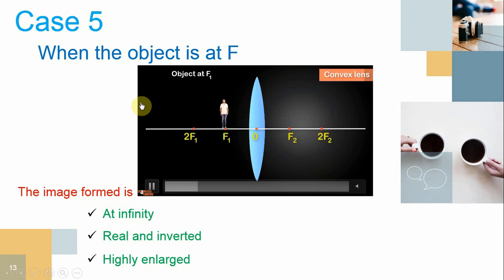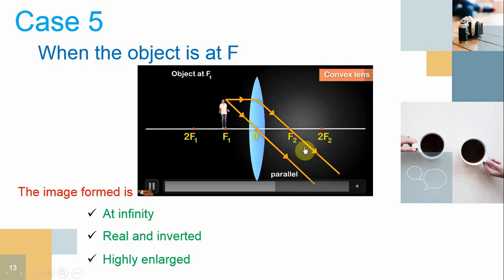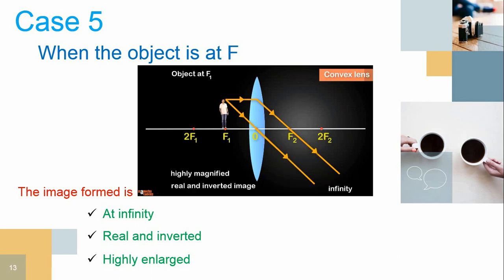Let us see the animation. Both rays are parallel to each other. The image will appear at infinity. The nature of the image is real and inverted, and the size of the image is highly enlarged.